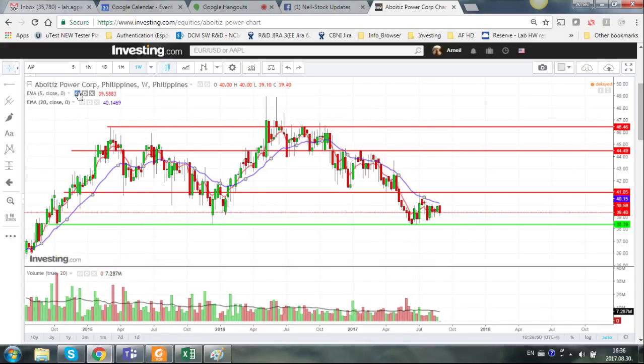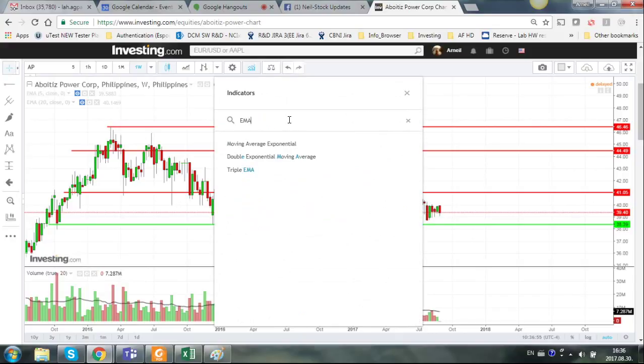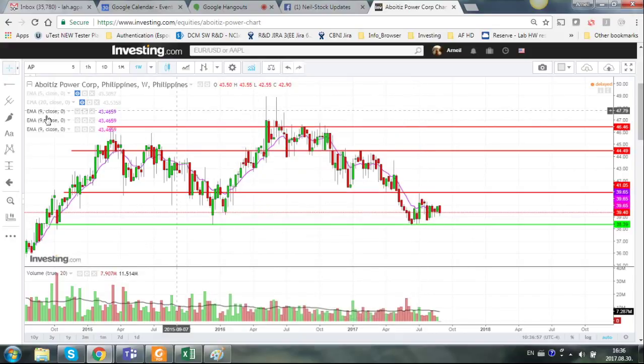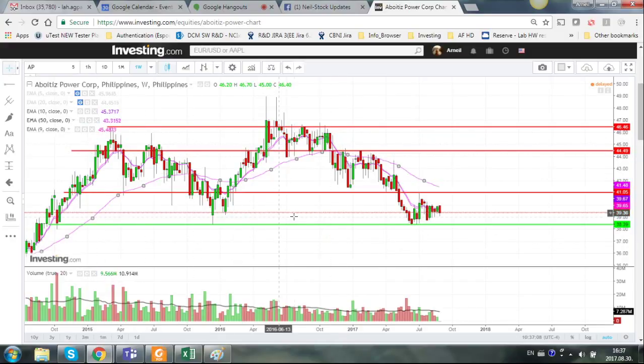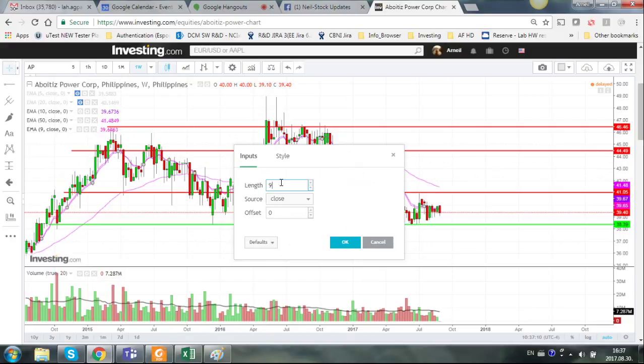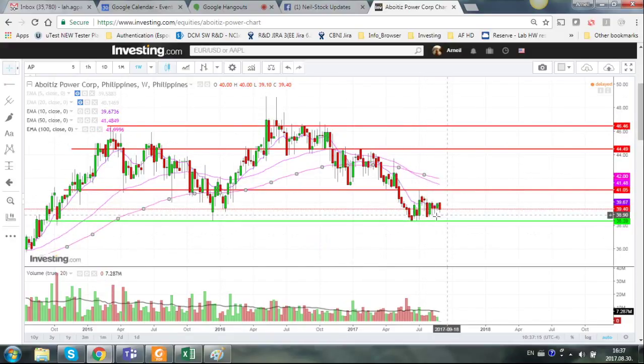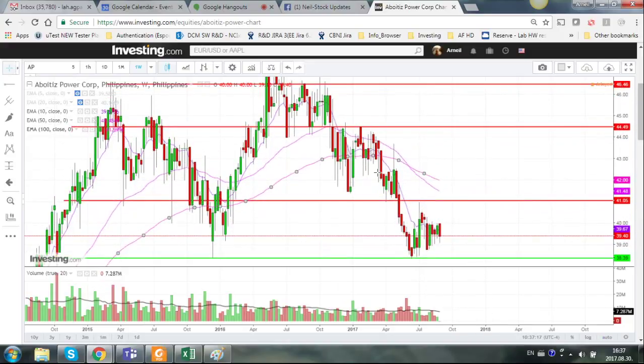Okay, to determine the trend, we can also use this combination. Yung exponential moving average, then 10 for the short term, 50 for the midterm, and 100 for the long term. So ito yung tatlo. So okay, so as you can see, the price is below all the moving averages.